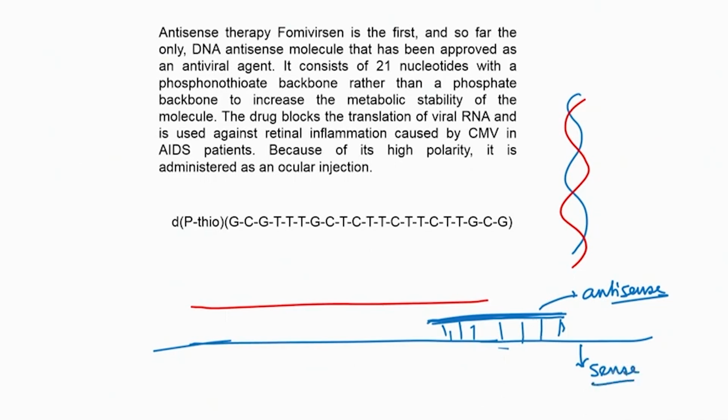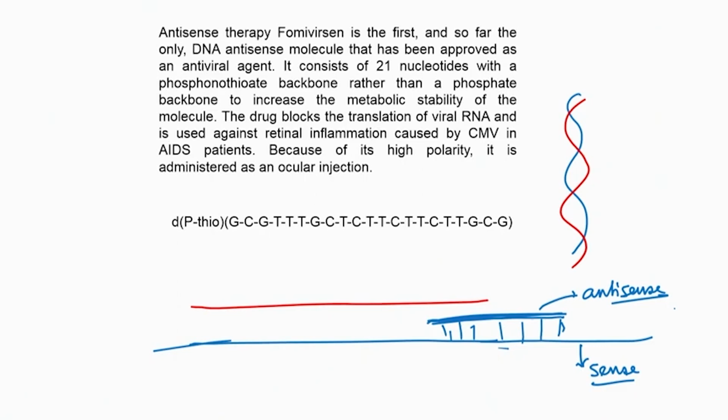Okay. However, there was a problem in this strategy. The problem was there are enzymes which are called nuclease enzymes, ribonuclease. So, when you give some RNA piece from outside, that will be immediately chopped up by the ribonuclease, the nuclease enzymes. So, before it binds to the target sense RNA, this whole RNA will be hydrolyzed. So, that will be ineffective. That was the major problem.